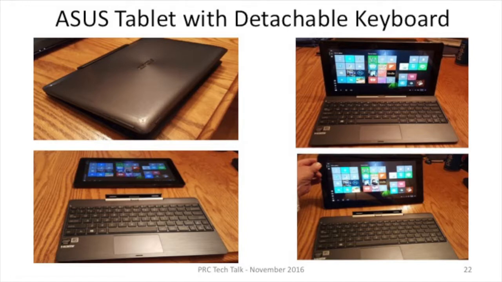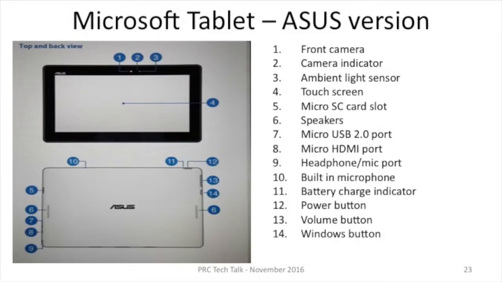So this is an example of the tablet I showed you earlier that disconnects, the Asus tablet. When you just open it up, it almost looks like a laptop. It's got a really pretty nice keyboard, but you can separate that out completely and just operate it as a tablet. Here's an example of the connections on this particular tablet, the cameras, the ports, and etc.